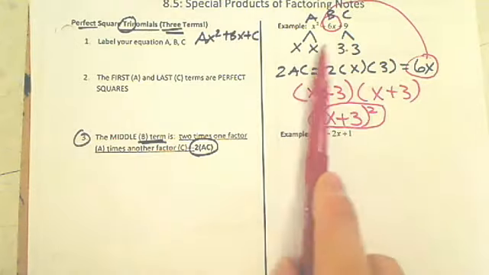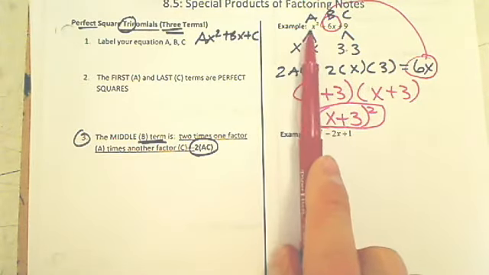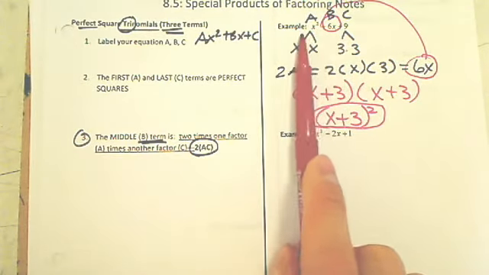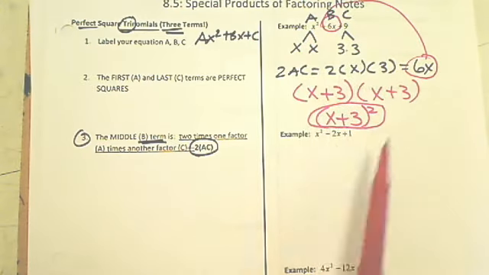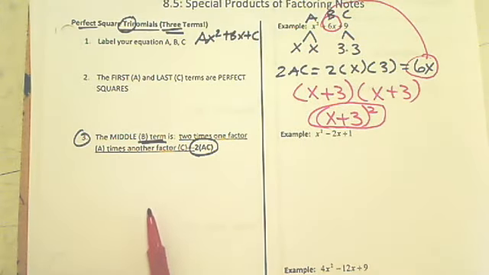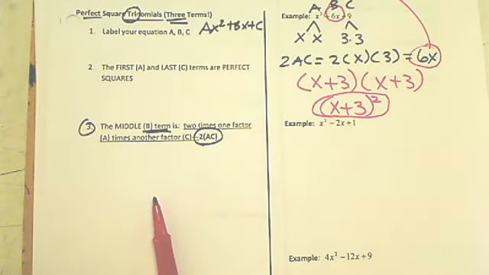This only works for 3 terms. They have to be perfect squares. A and C have to be a perfect square. If it doesn't work, then it cannot be factored. Go ahead and try out the second one.